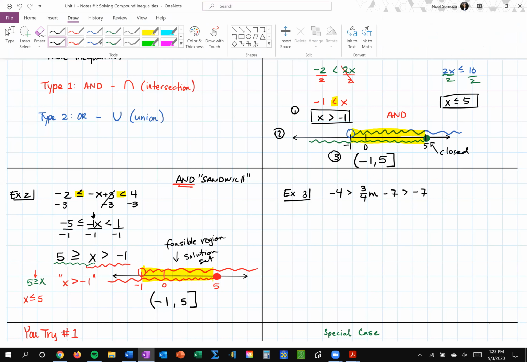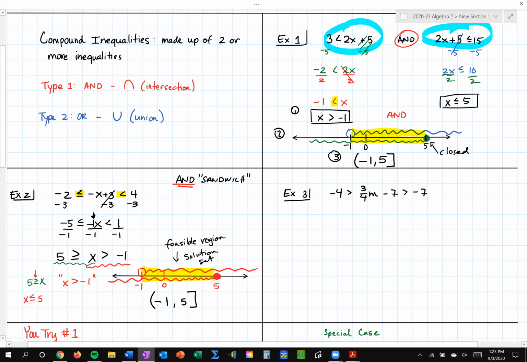This is kind of combining some of those skills that we learned earlier, right? So we looked at solving equations, we looked at solving inequalities, now we're looking at compound. You see the two inequalities there, so what type of inequality is this? Is this and or is it or? Yeah, this is the and, right? This is the and sandwich. You can see the two inequalities are sandwiching the middle expression, okay?